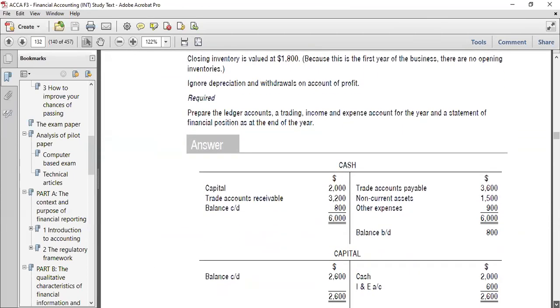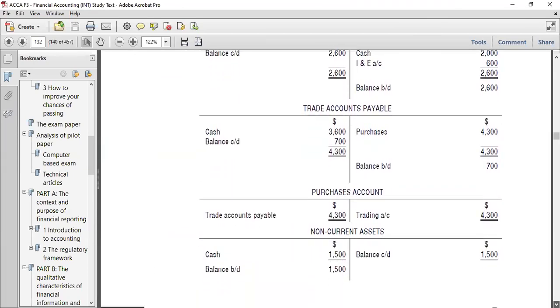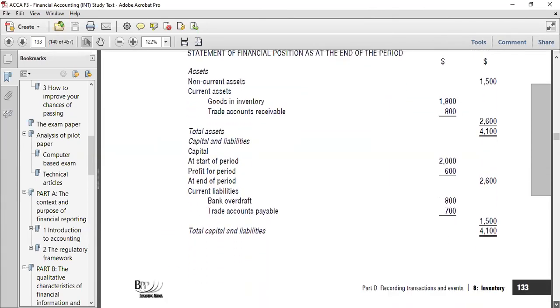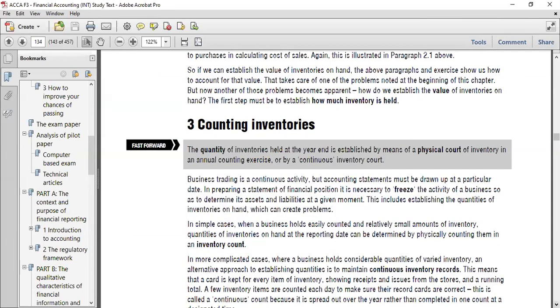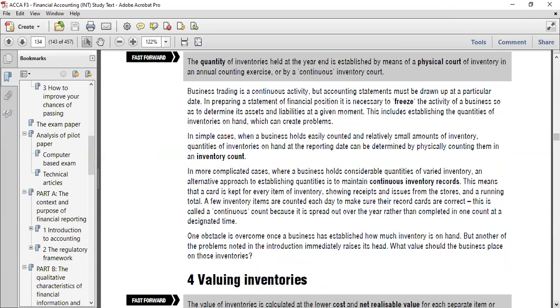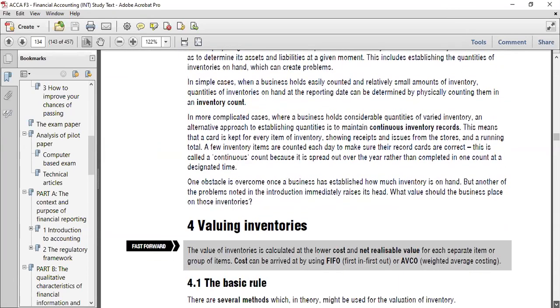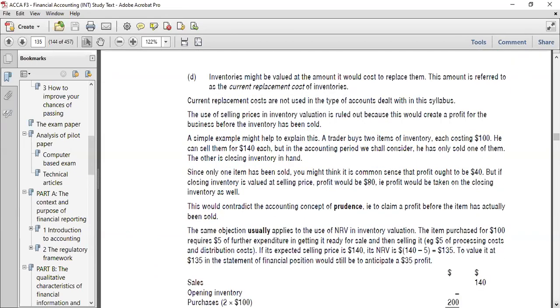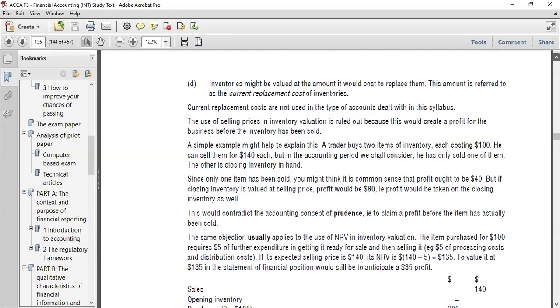So this you can find and read, like you're seeing, their friendly notes that you can utilize and see how everything is done. This is about counting of inventory, just giving you how inventory is counted and so on. But my interest is so much here on valuation of inventory.